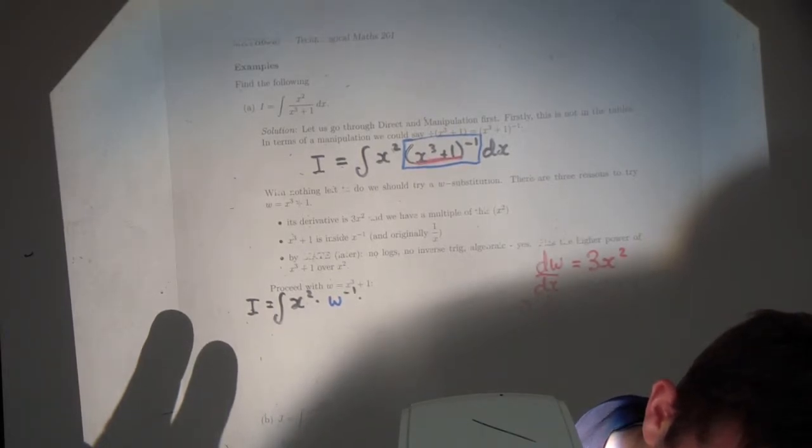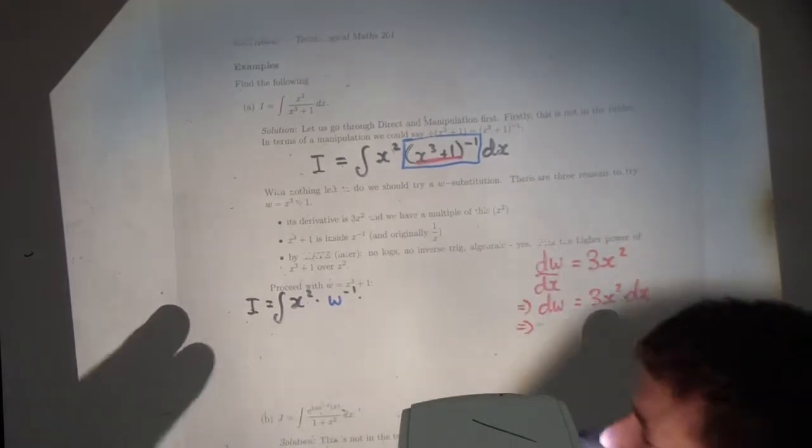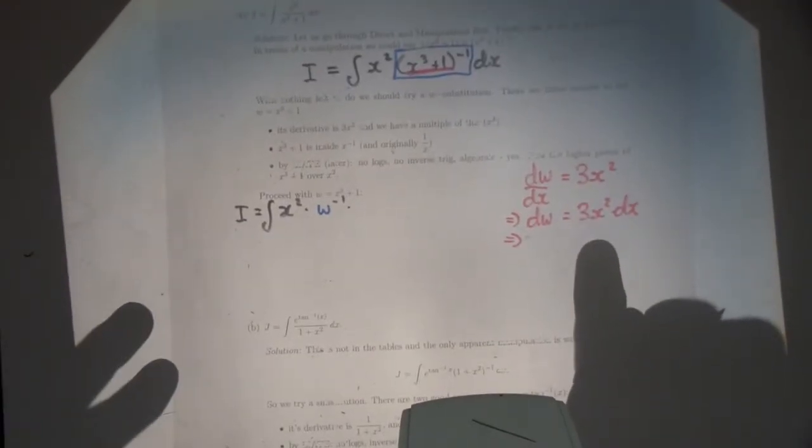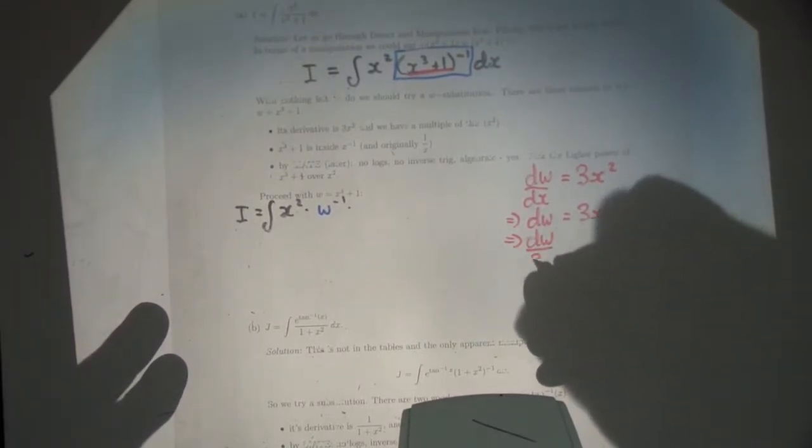I want to get dx on its own. How do I get rid of the 3x squared? Divide by 3x squared. So you get dw divided by 3x squared.